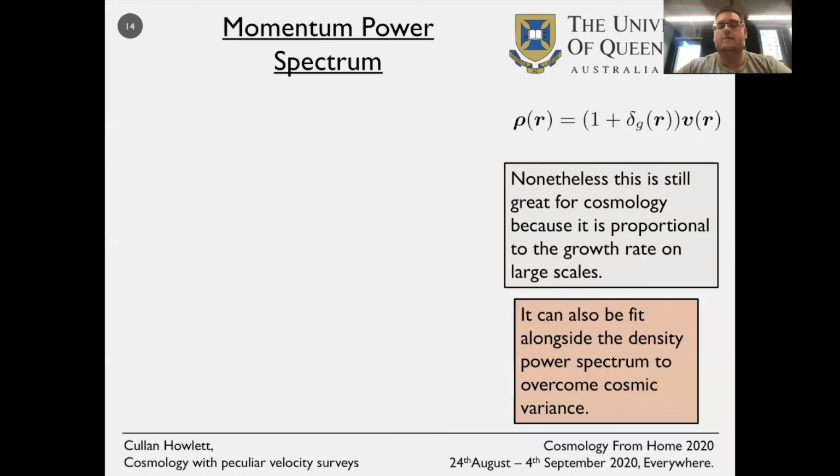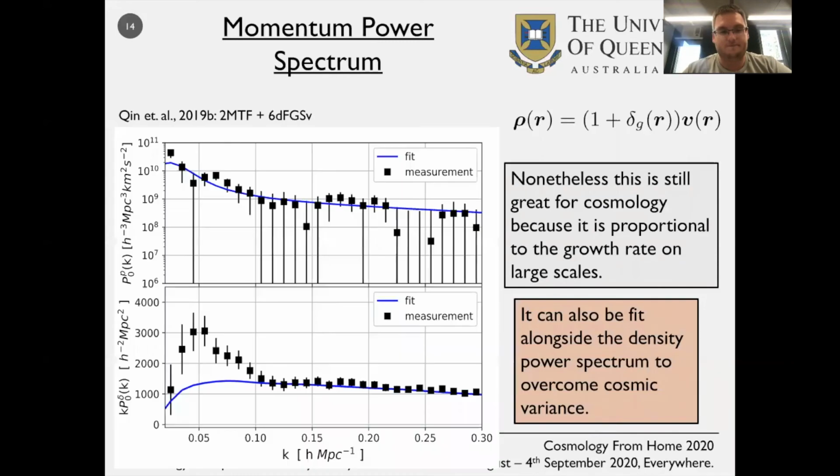And so what we can do is measure this momentum power spectrum and fit it alongside the density power spectrum. By fitting both of those things simultaneously, we're effectively doing a multi-tracer technique, and so we can overcome the effects of cosmic variance. We applied this to some data in 2019. This is a combination of the 2MTF Tully-Fisher data from earlier and this fundamental plane data from the 6-degree field galaxy survey. In the top panel, I'm showing measurements and the best fit model for the momentum power spectrum. And in the bottom, I'm showing the measurements and the best fit model for the density power spectrum.